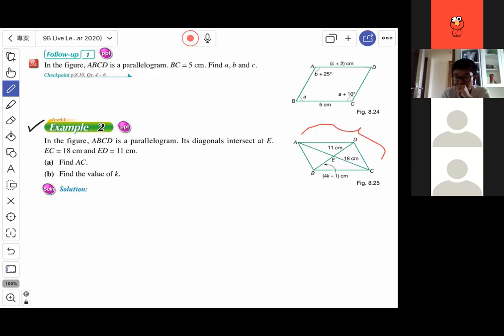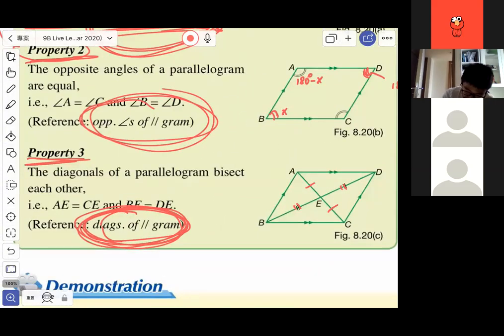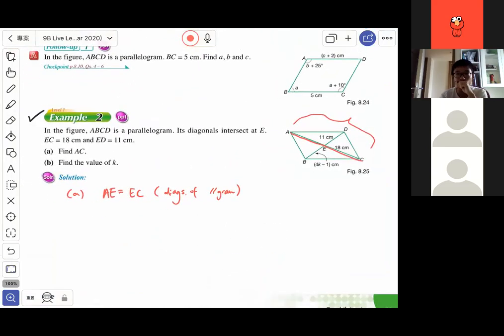Also, when you look at AC, which is the diagonal, we can claim AE equals to EC. So for the first step, I can write AE equals to EC, which is the reason diagonals of parallelogram. Is there an S? Check first. Yes, there is an S: diagonals of parallelogram, because this reason is related to two diagonals. If there are no two diagonals, then they cannot bisect each other. So we have to write S here.